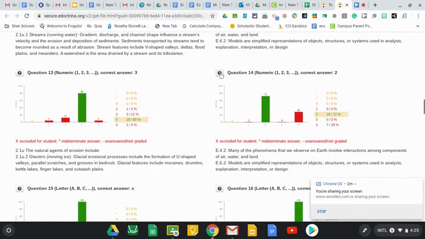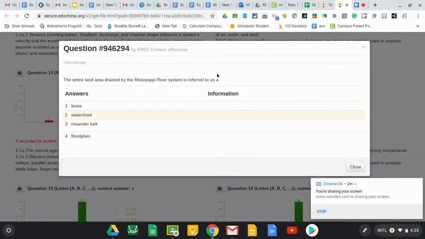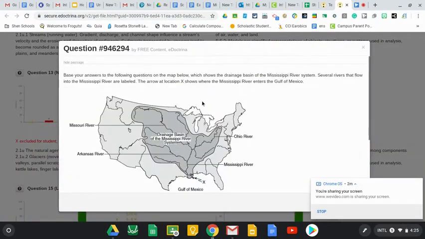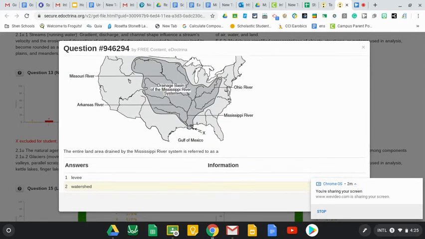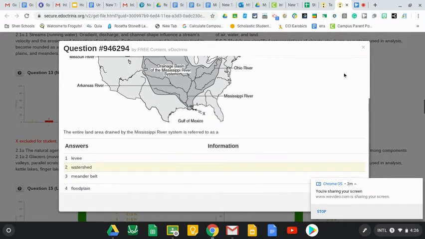Next question, 14. Again, a watershed question, showing me that many of you, again, didn't do that page and learning your definitions of rivers and parts of rivers. So this is showing you all of the river that's draining into the Mississippi River, basically west of the Appalachian Mountains and east of the Rockies, which are watersheds for the Mississippi River.